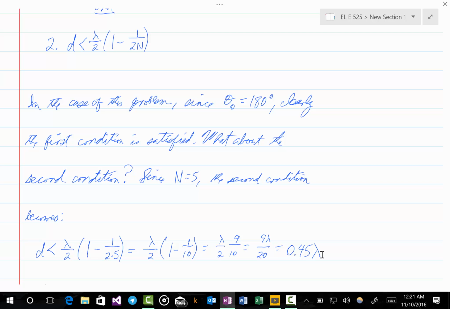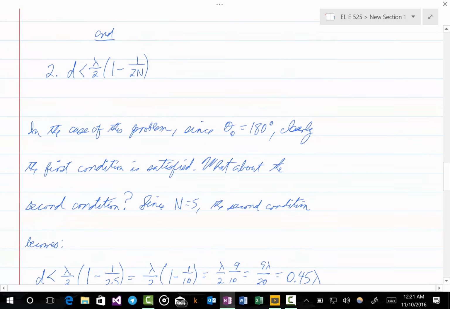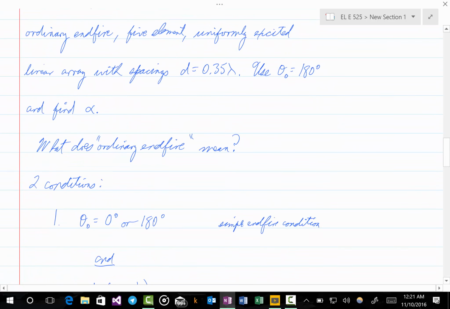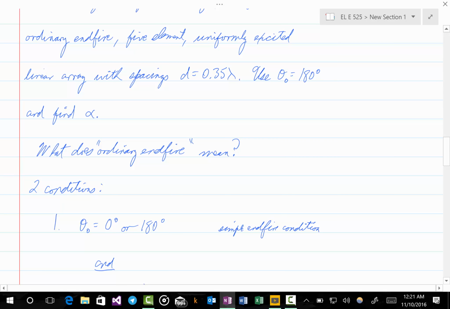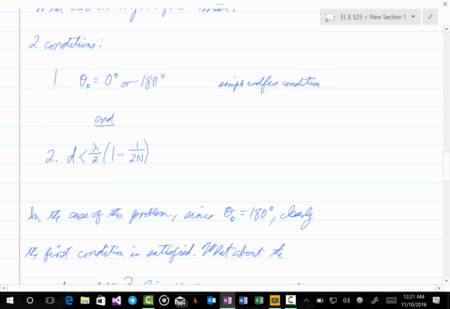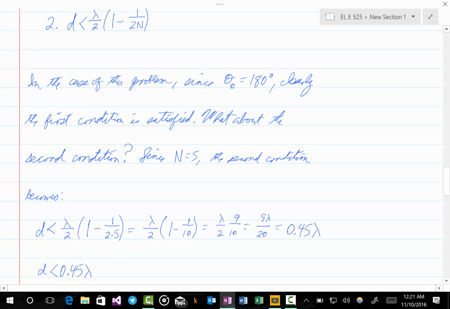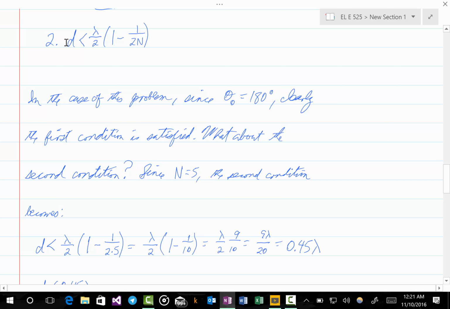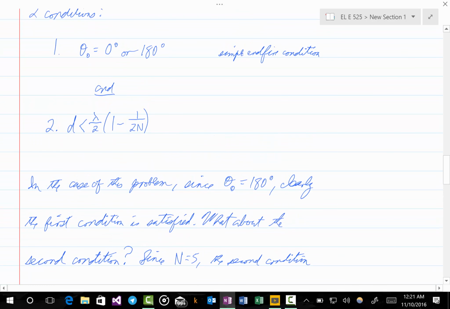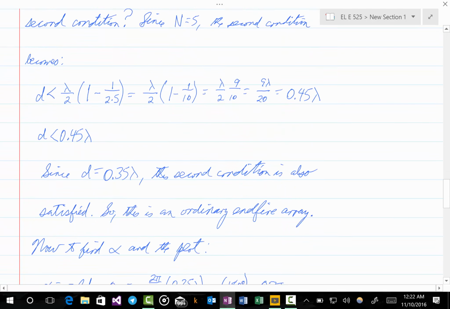The ordinary Endfire condition. But the d that we're given here is 0.35 lambda, which is even smaller than that. So certainly if 0.45 lambda is small enough to satisfy the ordinary Endfire condition here, then definitely 0.35 lambda also satisfies it. So both ordinary Endfire conditions are satisfied, and therefore we can go ahead and proceed with this problem.